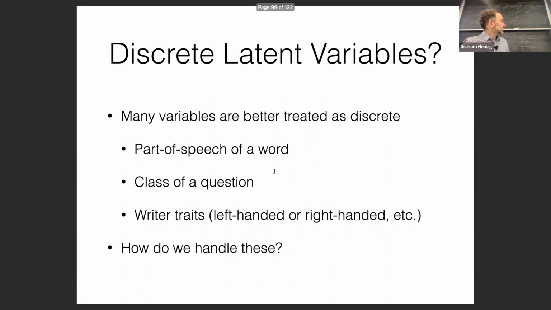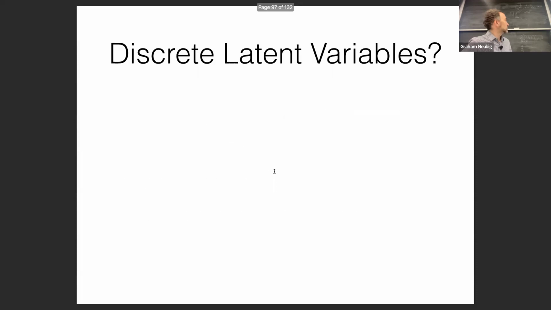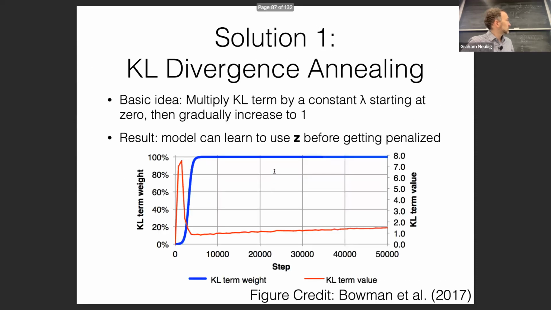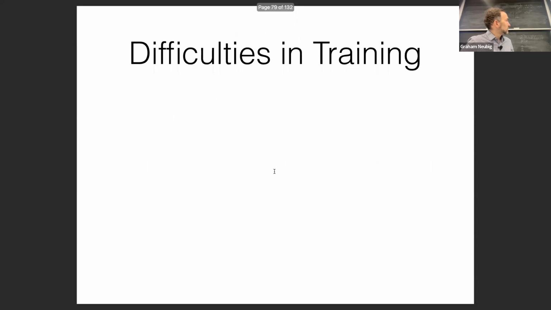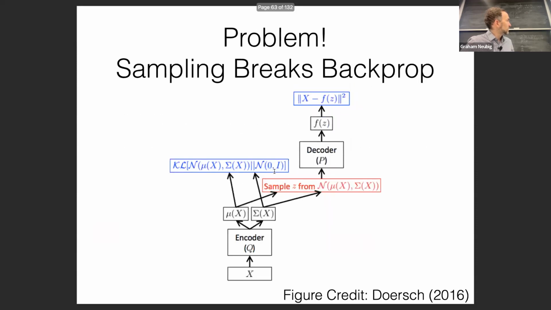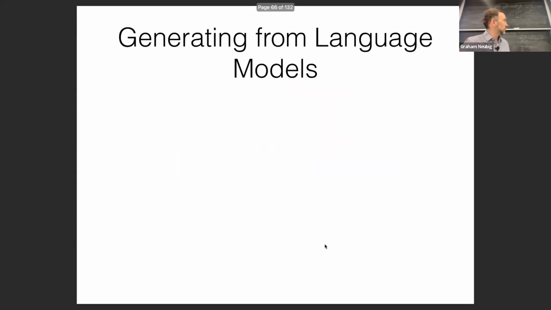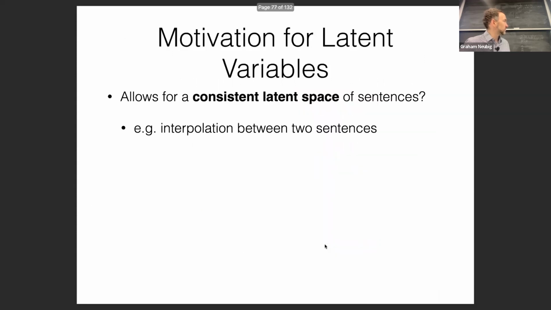And so how do we handle these? The problem here is that we can no longer easily use the reparameterization trick that we had before, because we no longer have a Gaussian prior. We can't use this reparameterization trick, so we're kind of stuck with respect to training the model.